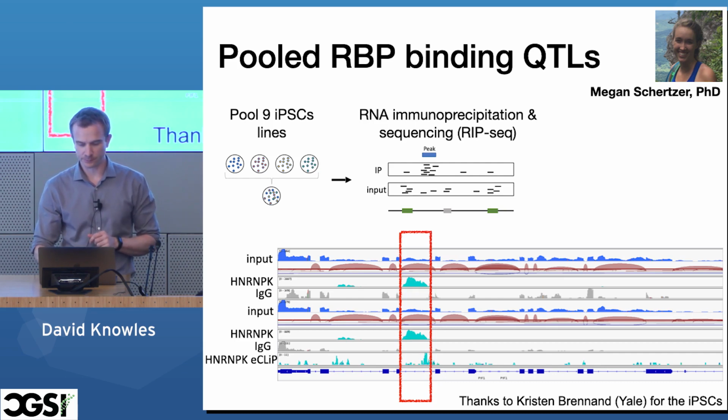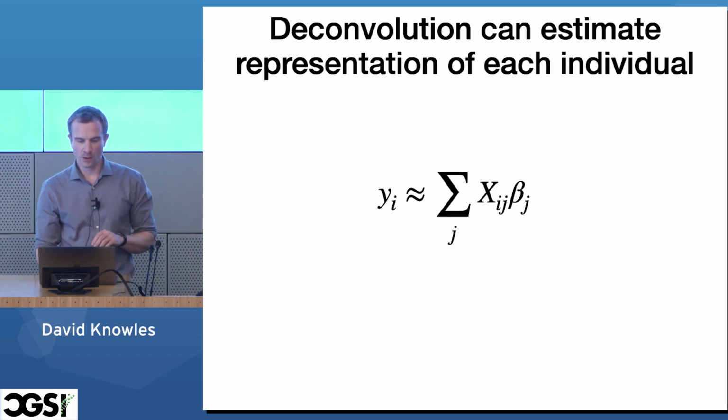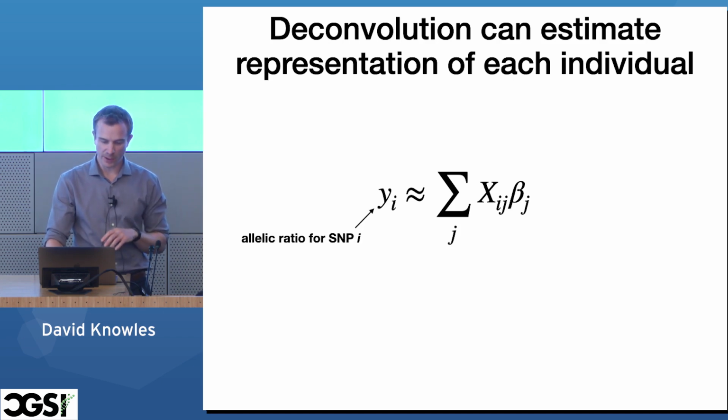So the idea is after doing the RIP-seq, we'll then try and identify allele-specific binding by looking at the number of reads that are coming from the reference versus the alternate allele for each SNP. One cute thing you can do with this data as well is to actually, from the sequencing data itself, get an estimate of the proportion of each individual that's represented in your pool. The way this works is by fitting a linear regression where y here is going to be the allelic ratio, so the proportion of alternate versus reference allele at SNP i in your sequencing data.